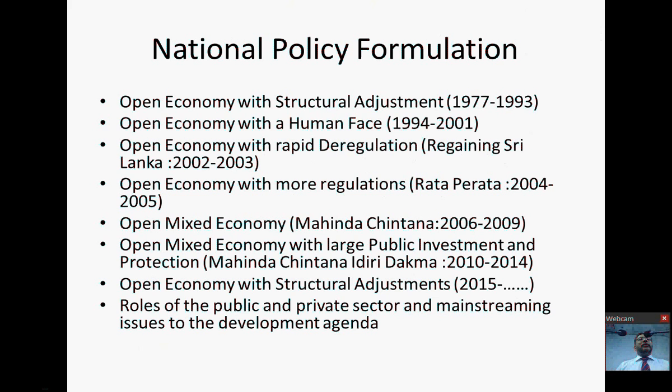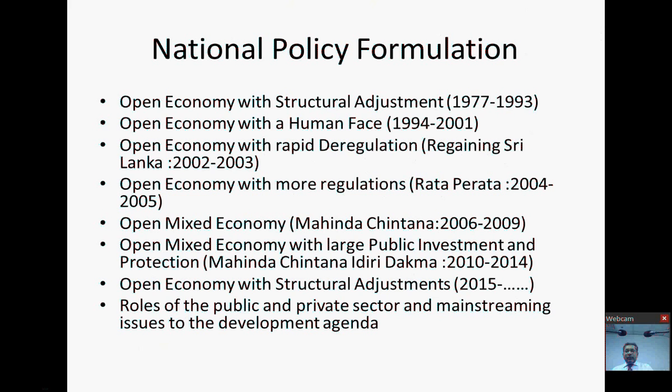Then of course, as all of you know, in 1994 there was a change of government. With the change of government, what we saw during 94 to 2001 was an open economy with more emphasis given on people's welfare, because there was this thinking that if you had too much of an open economy with a lot of emphasis on structural adjustment, sometimes the burden of that adjustment falls on the poor people, and poor people find it difficult to come out of poverty. That is why some of the social welfare programs like Samurdhi, etc., have been strengthened, and pension schemes offered to workers in the informal sector like fishermen, farmers, etc. All these things, they called an open economy with a human face.